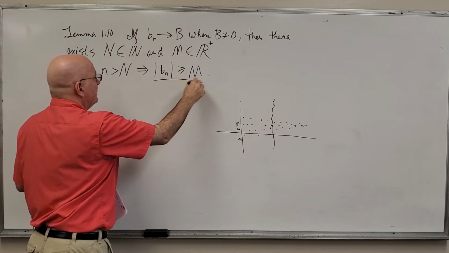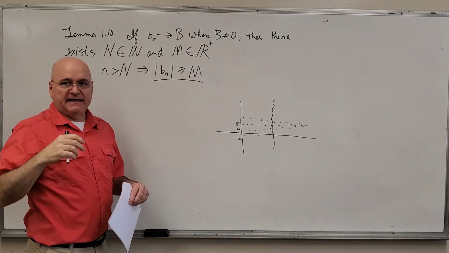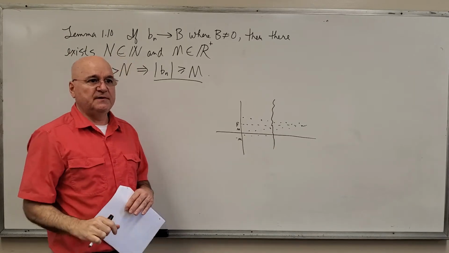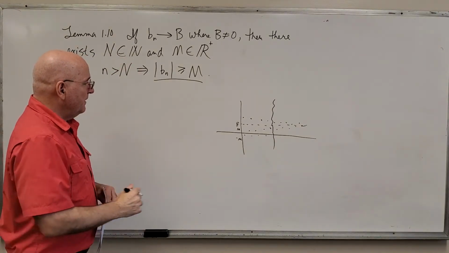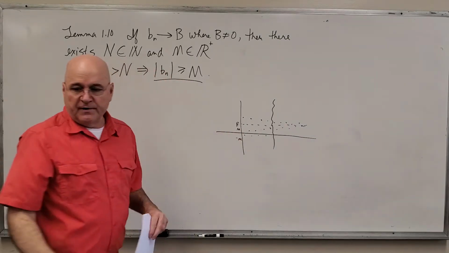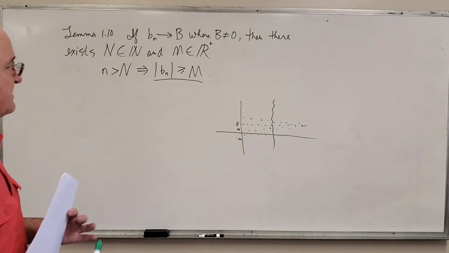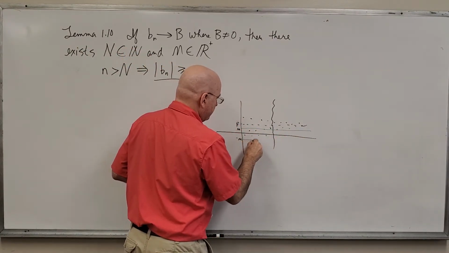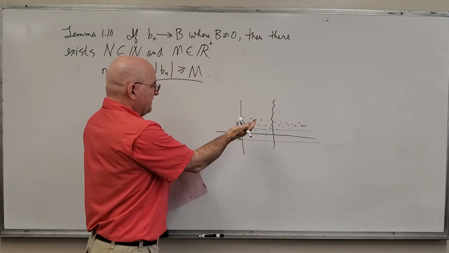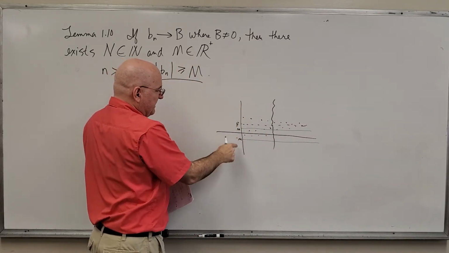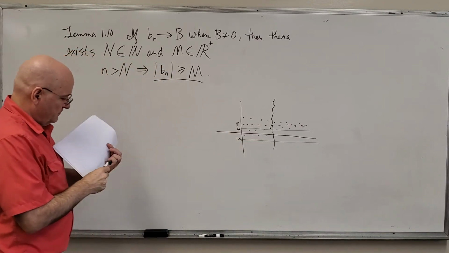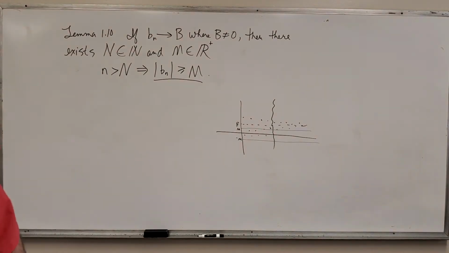You remember what this means? When the absolute value of a number is greater than or equal to m, it means that number is either bigger than or equal to m, or it's less than or equal to negative m. So from some point forward, all of the numbers will be outside of this strip. And the way I drew it, they're all above it. If the limit b happened to be a negative number, then they would all be below the negative m. Pretty simple proof also.